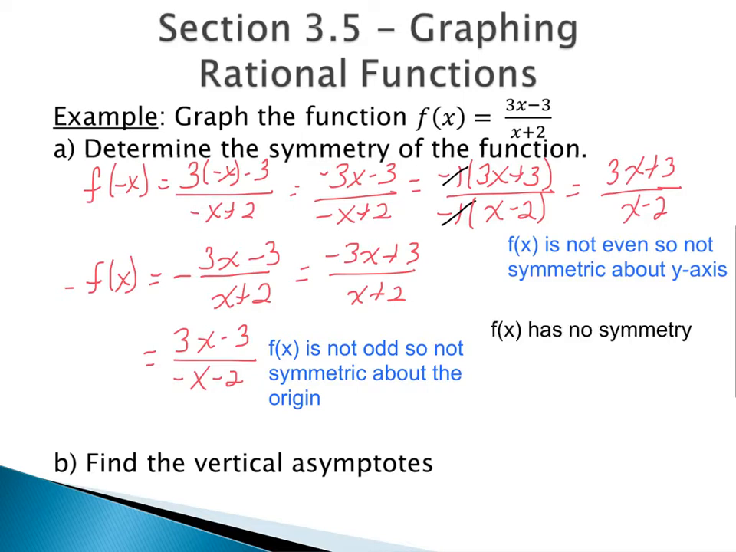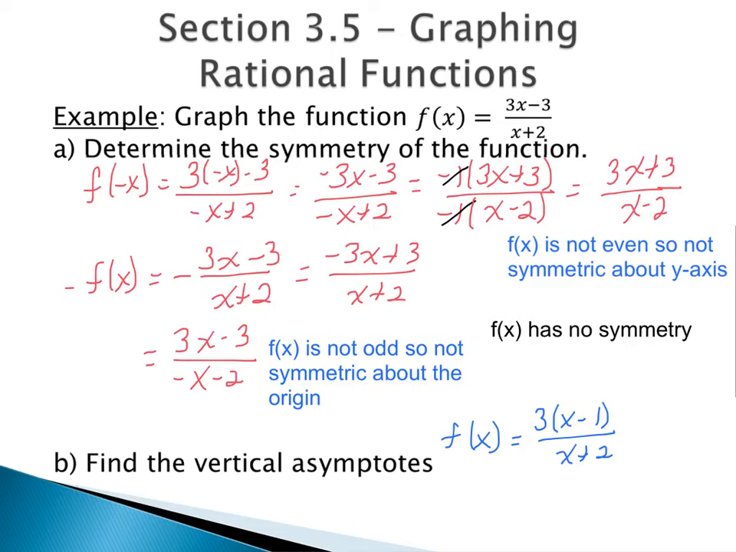Next, we want to look at our vertical asymptotes. So remember, for our vertical asymptotes, we do need to try to simplify the original f of x function. So I can factor out a 3 in the numerator, so that way we're left with x minus 1 over x plus 2. We want to do that to see if we can cancel out any factors, because when a factor cancels, that means there's actually a hole at that value for x, not an asymptote.